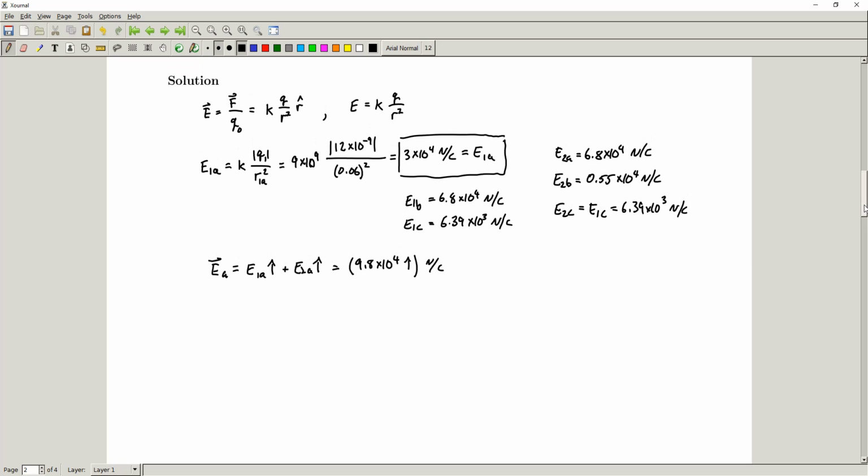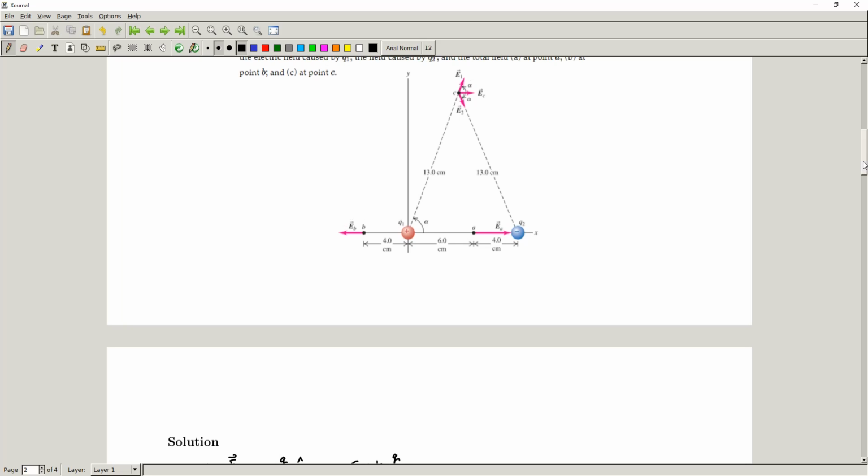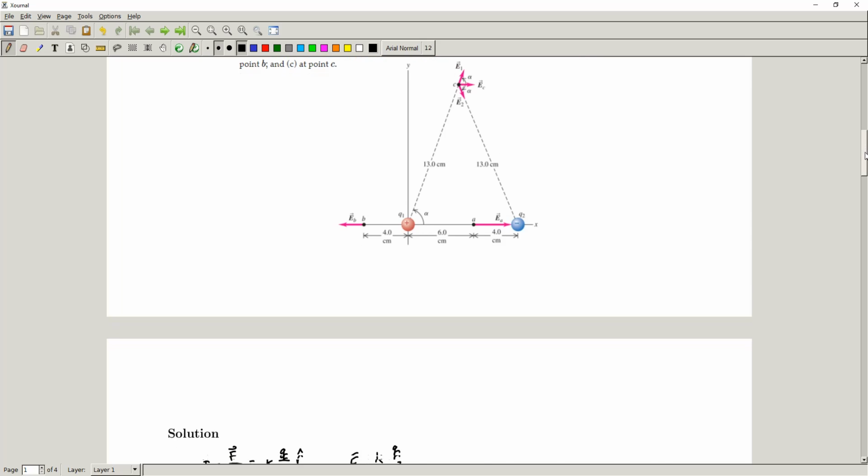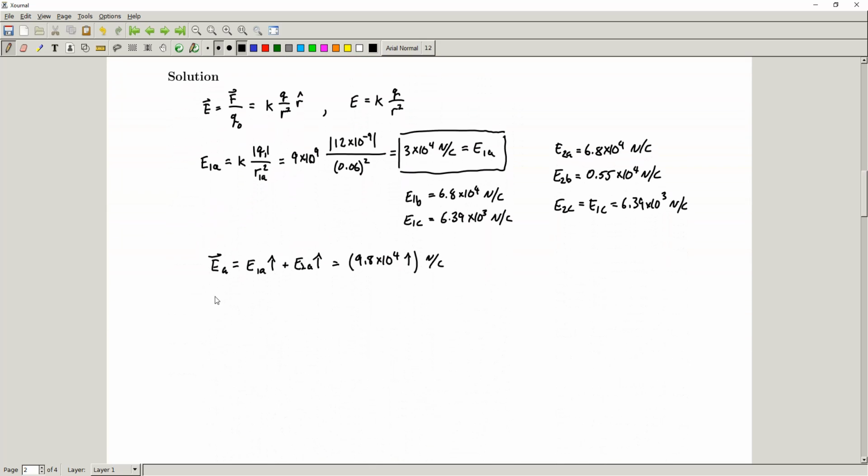For point B, let's take a look at point B. We can see that our contribution from Q1 is going to be repulsive, so we are going to be pointing in the negative i hat direction for our contribution from Q1. But our contribution from Q2 is going to point in the positive, right? It's going to be attractive, so we're going to be tending to want to go that way if it was only Q2 acting on us here. So we're going to have Q1 going in the negative i hat direction and Q2 going in the positive i hat direction.